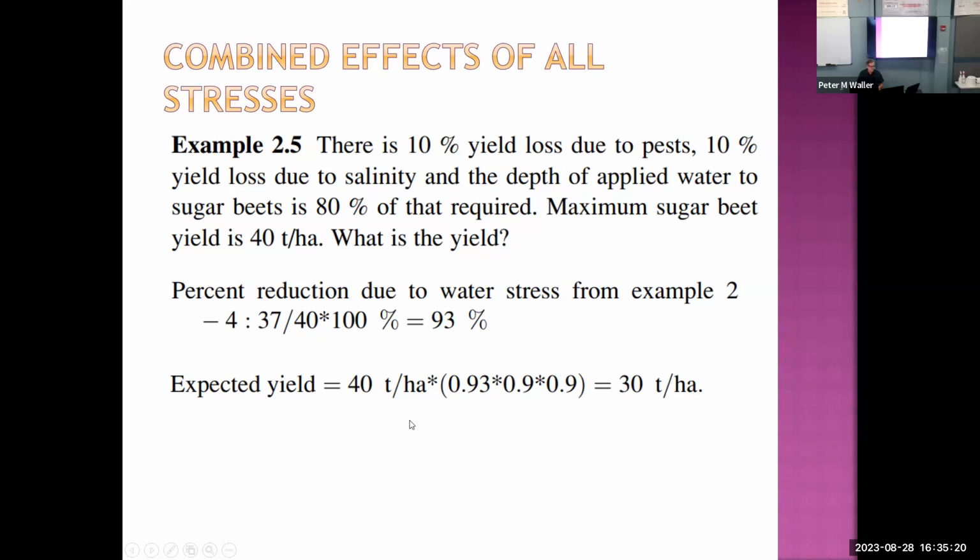And I also eliminated this question. We're not covering this question in the quiz either, because it's related to the previous question. But just so you know, this is the standard practice, to multiply the stresses together. And it applies to plants, it applies to algae, microbes. That's the standard technique.